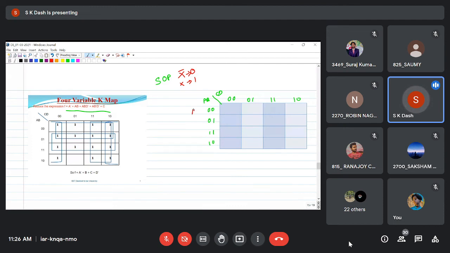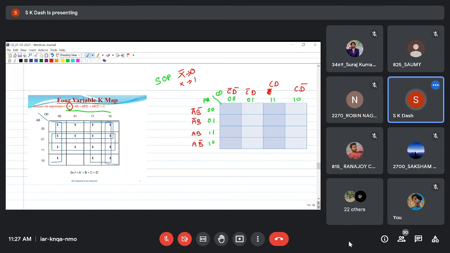So what do we write for 0, 0? A bar, B bar. This is A bar B. This is AB. This is AB bar. This is C bar D bar, C bar D, CD, CD bar. Okay, it is a 4 variable K-map. A bar means what? It can be an octet.